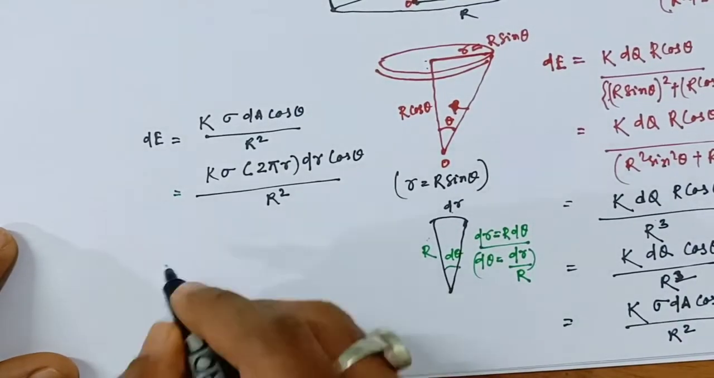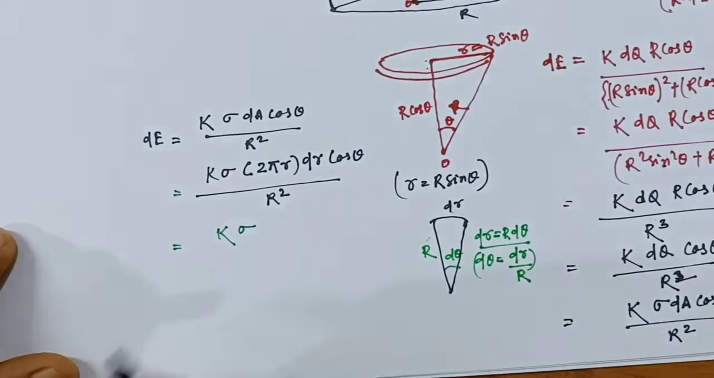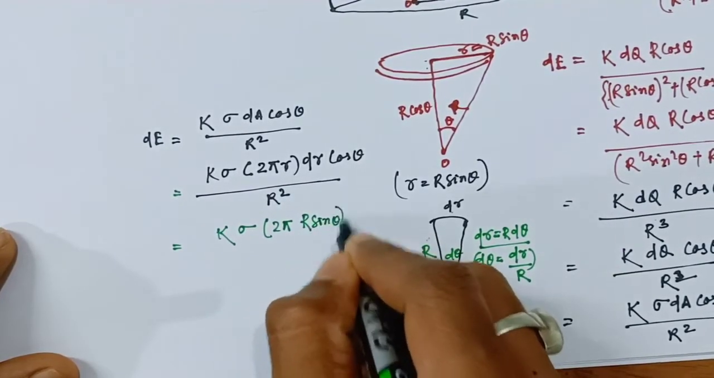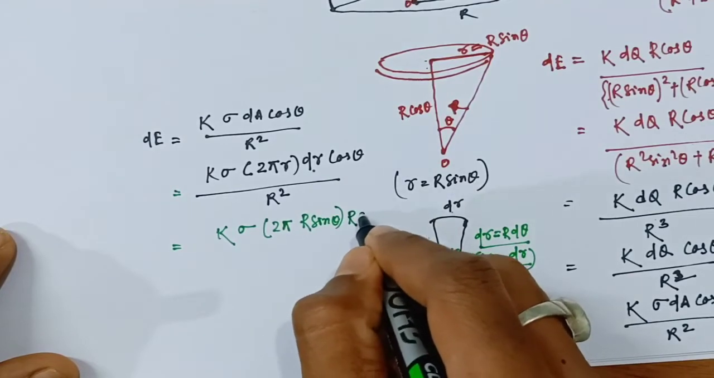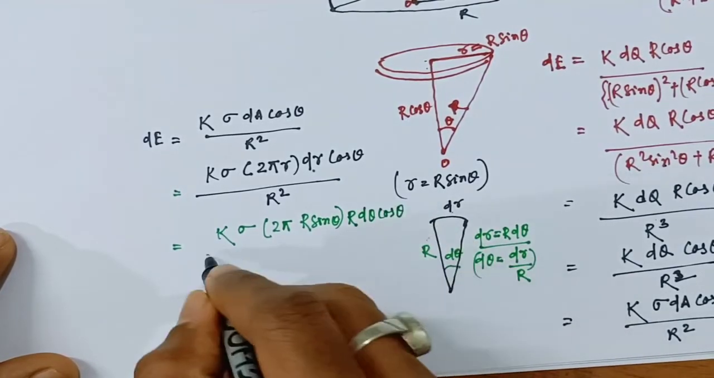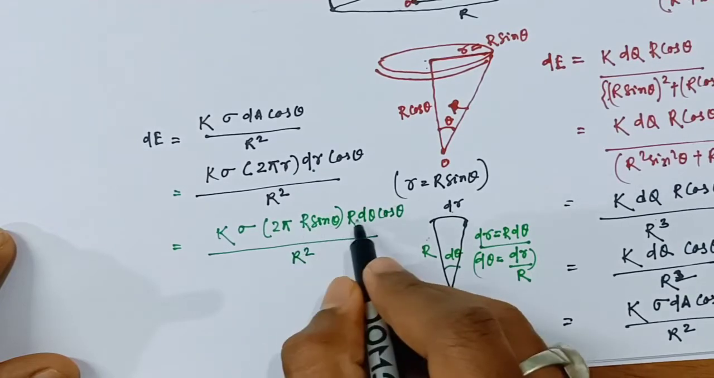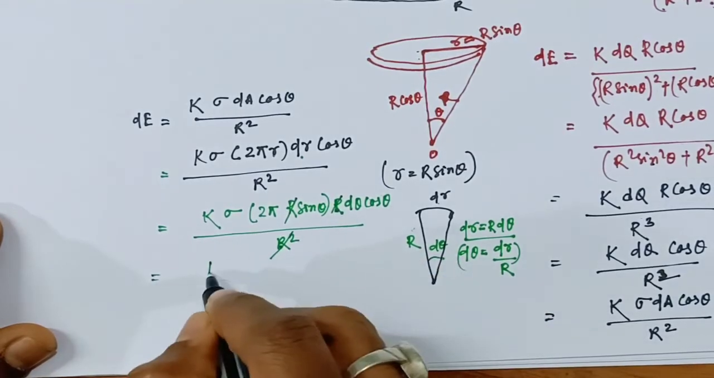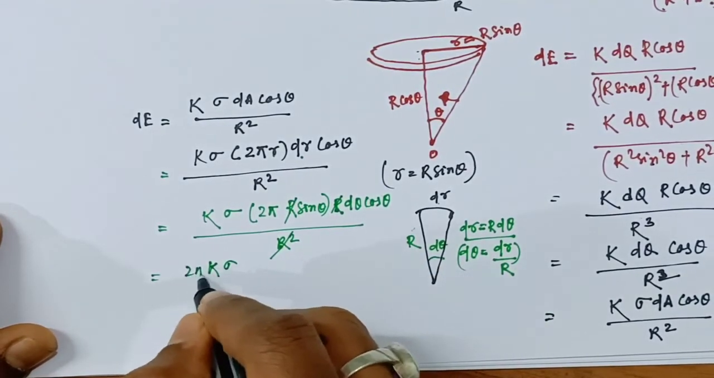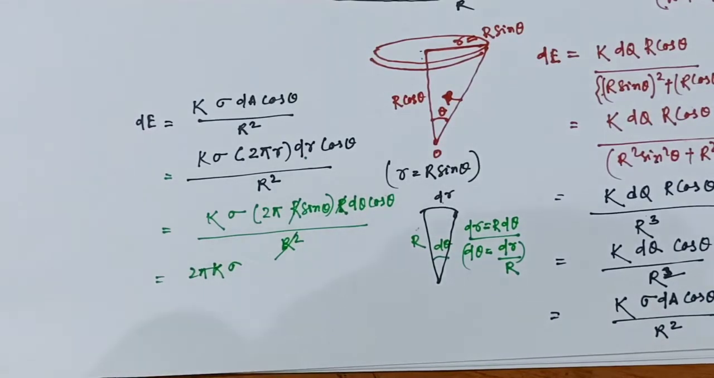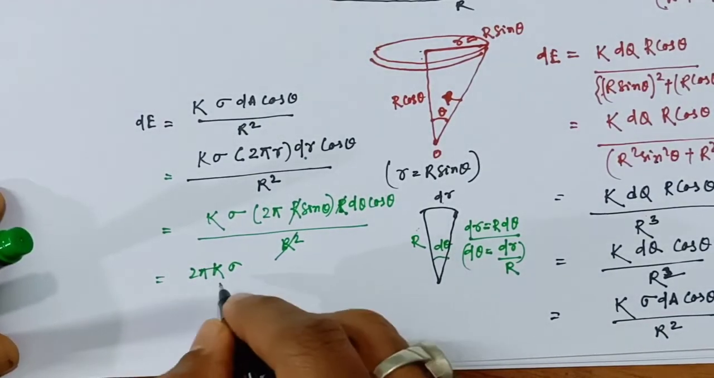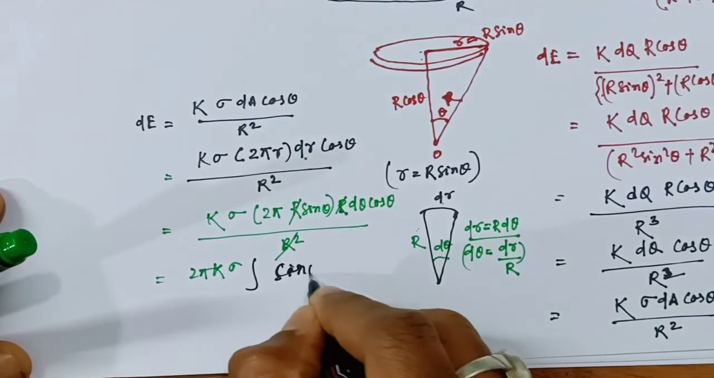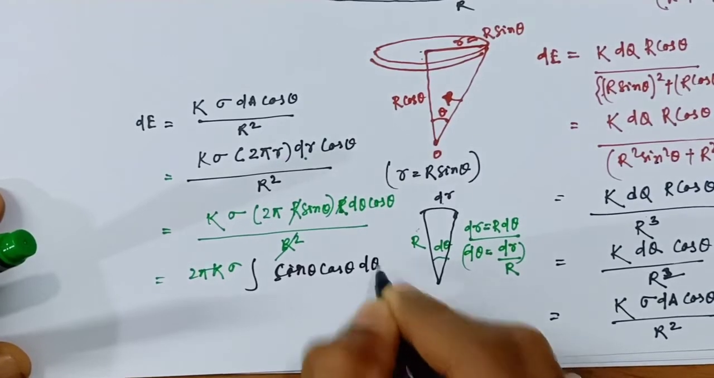So let me write the expressions here. This is k sigma, 2 pi is here, in place of r this is R sin theta, and in place of dr this is R d theta, cos theta upon R square. This is R, this is R, so what will happen? This R square will cancel. So the expression coming is 2 pi k sigma sin theta cos theta d theta.